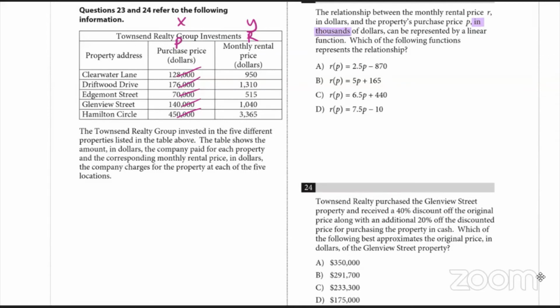Well, here we have the purchase price. So this is not the original price. This is what happened after the 40% discount and the 20% discount. So the question is going to be baiting us into saying that we have, well, Glenview's right here. So 140,000 and a 40% discount, which means we're keeping 60%, and a 20% discount, which means we're keeping 80%. And that's going to give us our number.